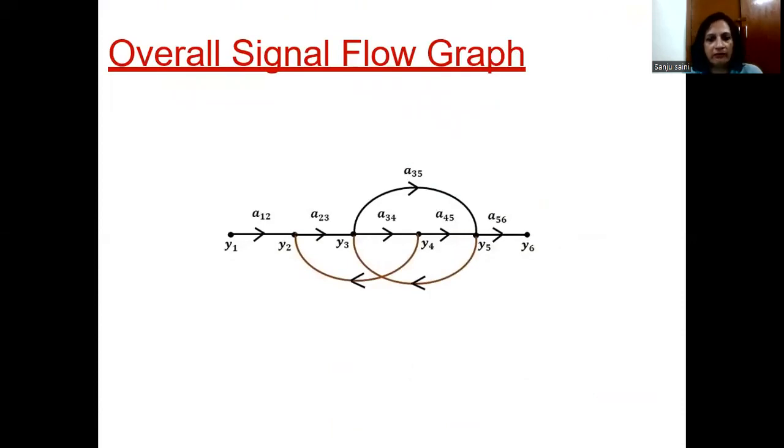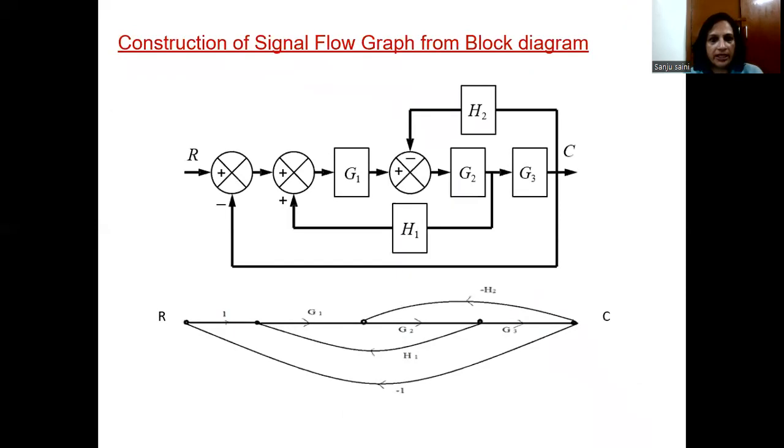So this way, when we are having a mathematical model that is describing the algebraic equation of the system, then we can just take up each equation one by one, and then we can combine them together to get the overall signal flow graph. Then construction of the signal flow graph from the block diagram.